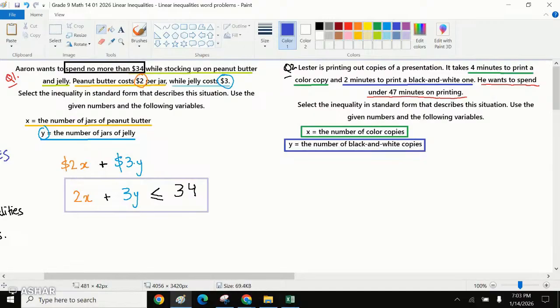So that means the color copy took 4 minutes, right? So we can say 4 minutes per copy. That means if there were 2 copies, that means 4 multiplied by 2, that is 8 minutes. If there were 3 copies, 4 multiplied by 3, that would be 3 copies, right?